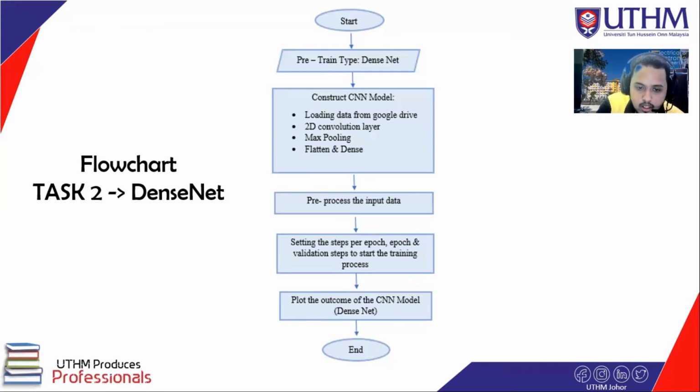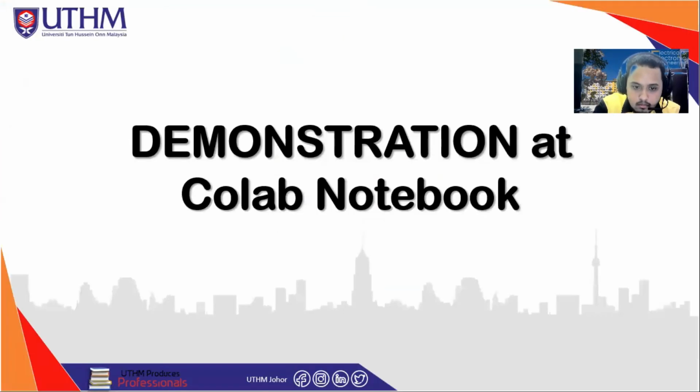Furthermore, we use max pooling, and finally we use flatten and dense. For the next step, we pre-process the input data, and we set the steps per epoch. The epoch value that I use is 5. Another epoch I use the value is 25, and the validation steps I use is 6. And then for the outcome of the CNN model, we end the program.